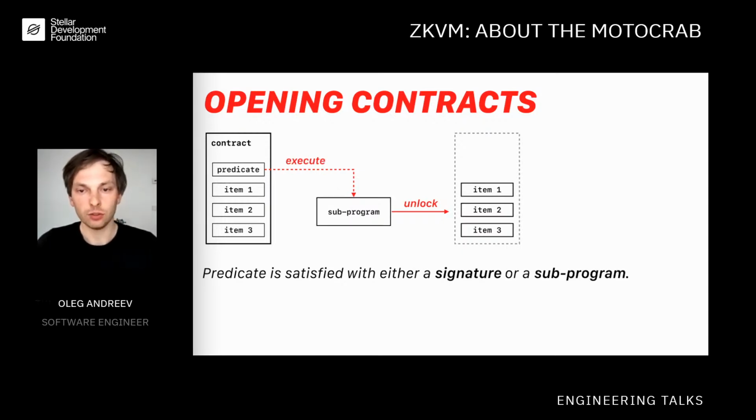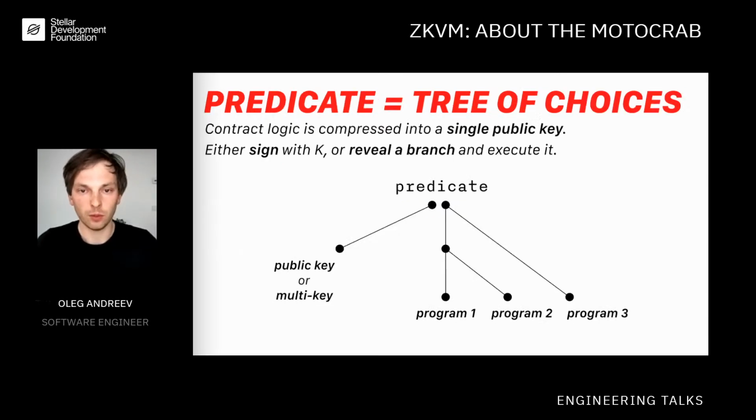Or the predicate could be a little subprogram. So you have to run the program, meaning that the VM will run the program and check additional conditions that are described by the program before deciding to unlock the values. And you can combine both of them with a scheme we call taproot. It's like a Merkle tree of programs and public keys.